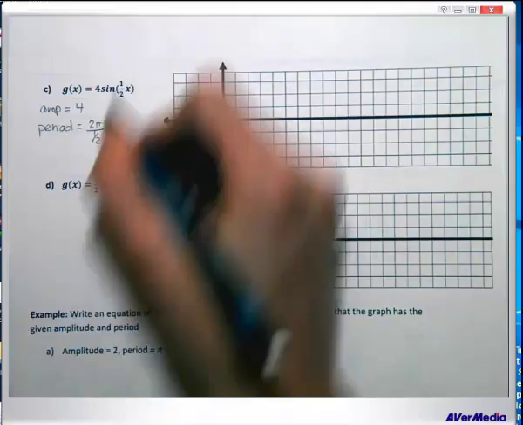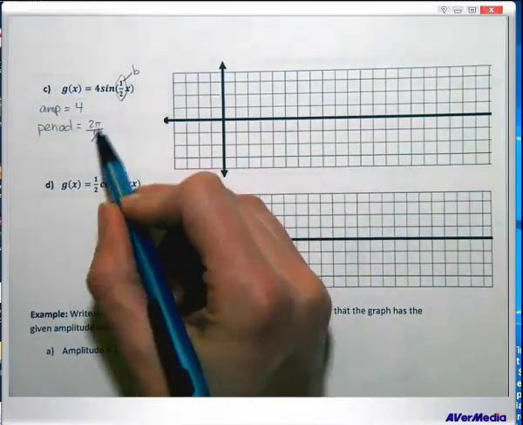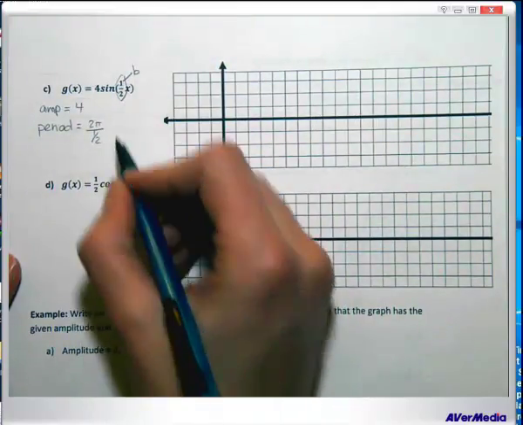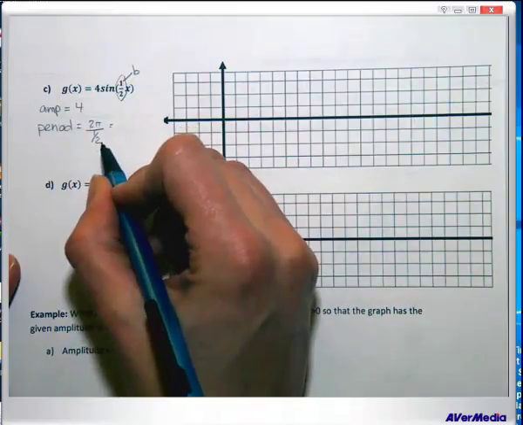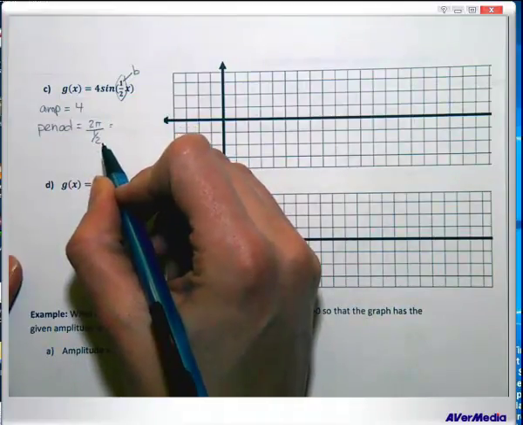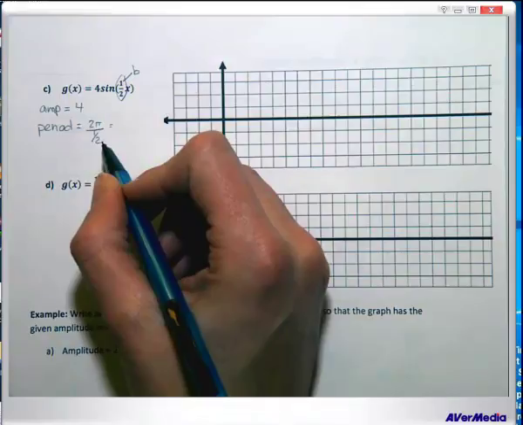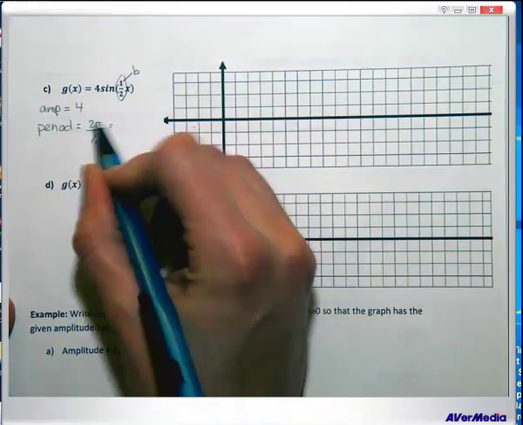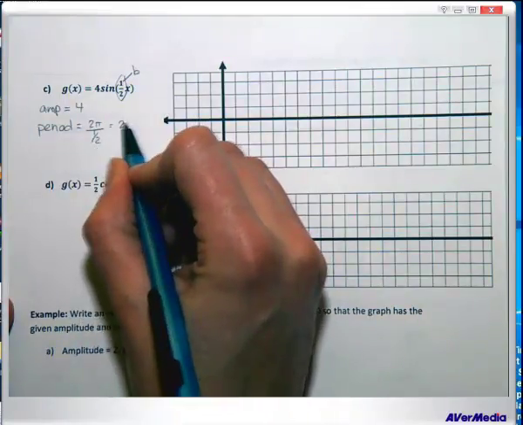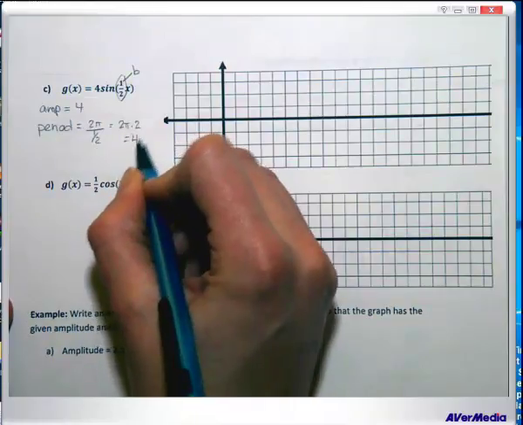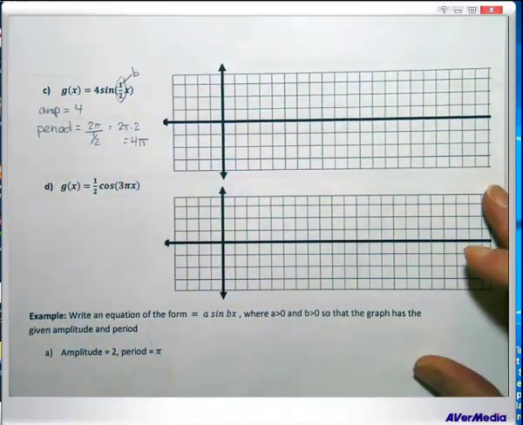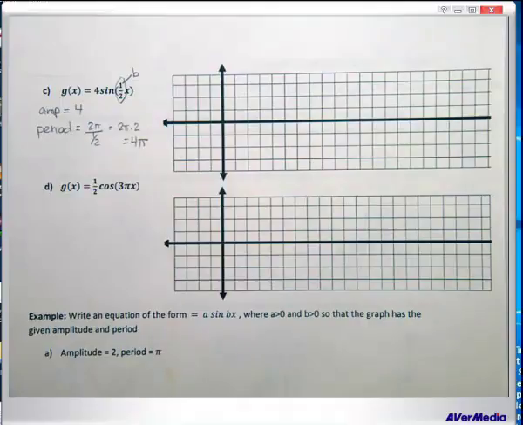Yeah. So 1/2 is my b. So I'm going to do 2 pi divided by 1/2. But that's the same as 2 pi multiplied by 2. When you divide by a fraction, you have to multiply by the reciprocal. So 2 pi multiplied by 2 is 4 pi. So in this case, my period has gotten bigger. And that should make sense to you.